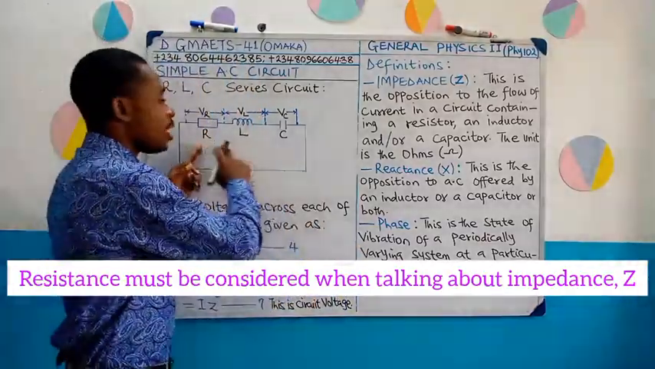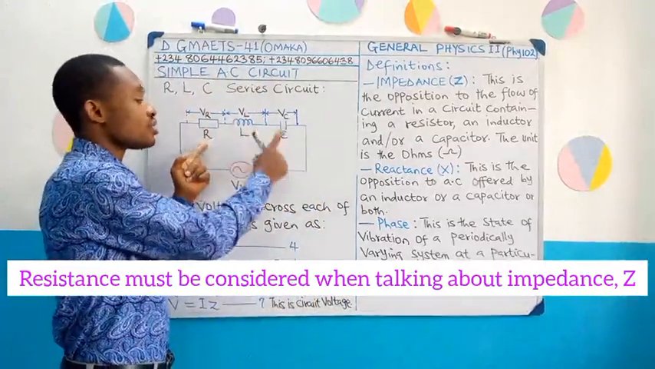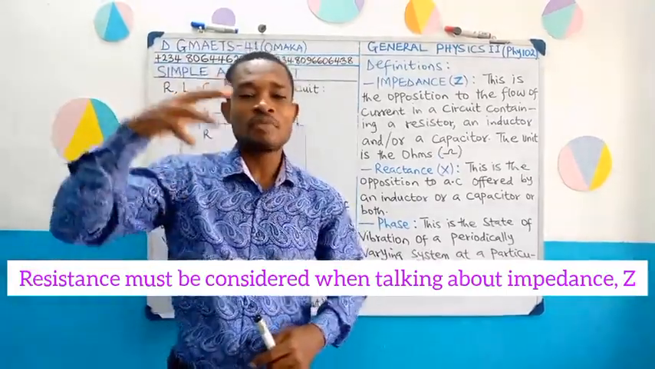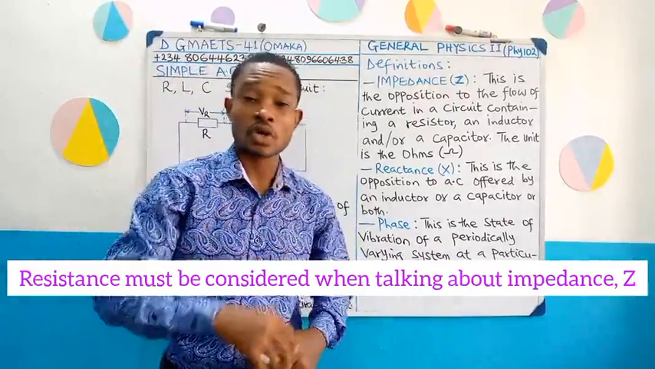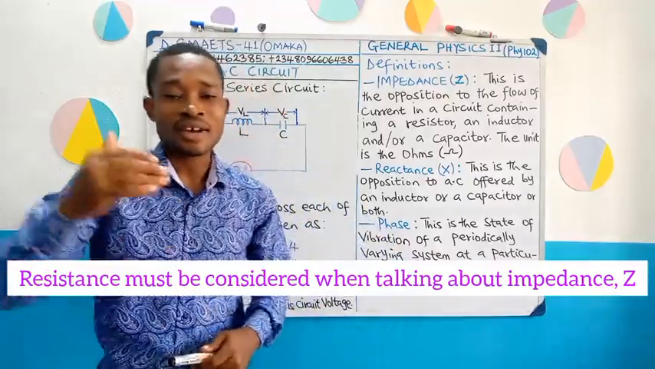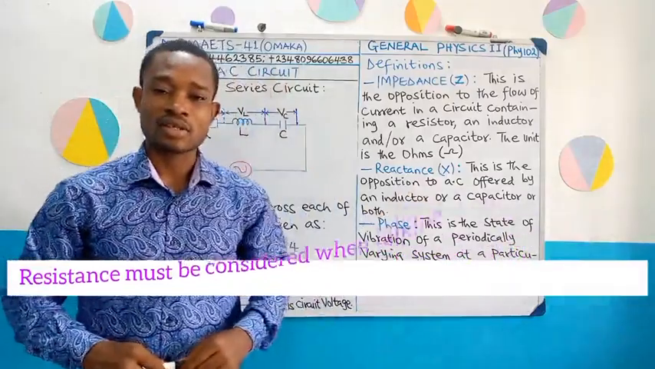Either all these three elements are there, or you have RL in it, or you have RC in it, which was the reason why I used impedance in our previous class, when we were calculating the opposition to current flow in an RL circuit as well as in an RC circuit. We move on to reactance, X.